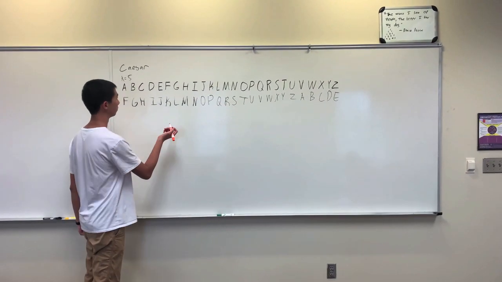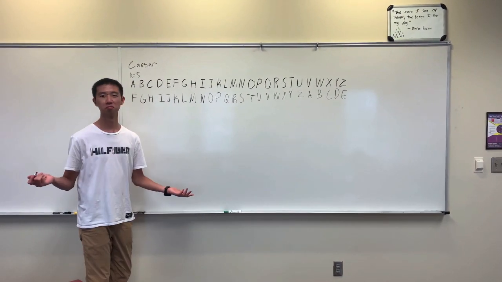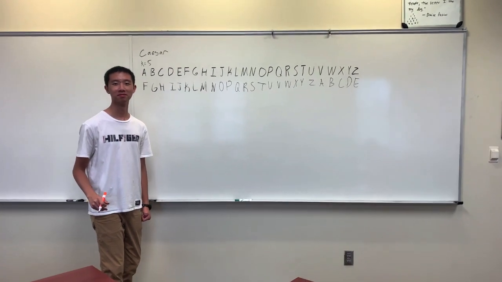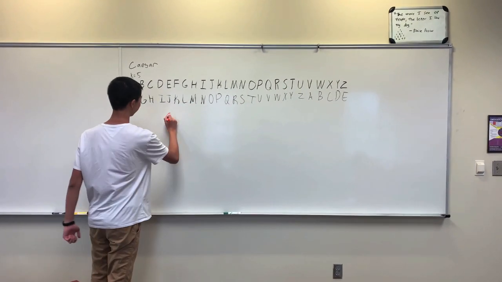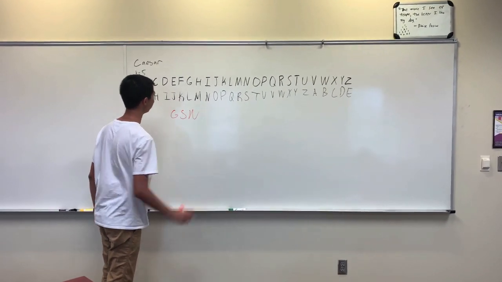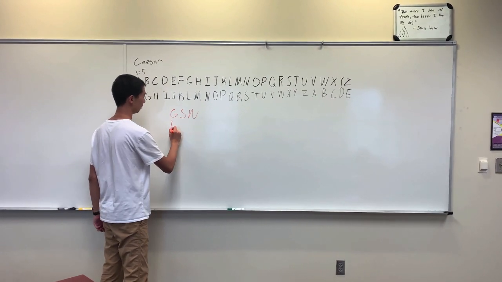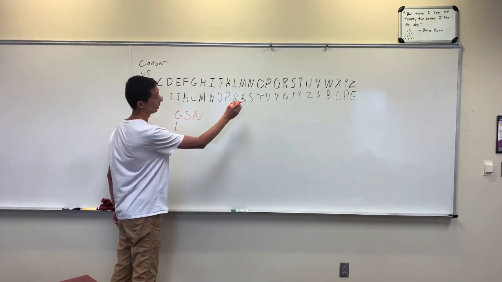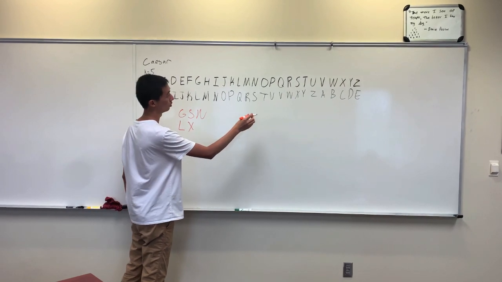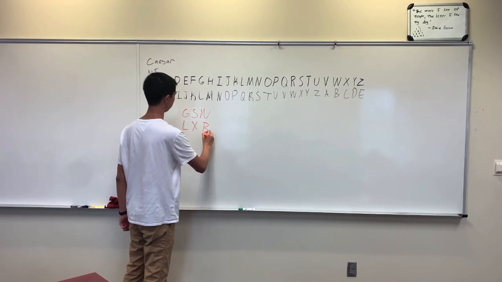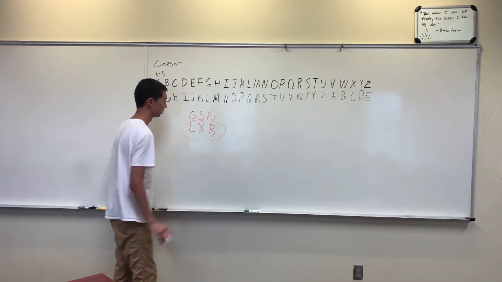For example, let's do GSW. G will be L, S corresponds to X, and W corresponds to B. So now this is what you would send.